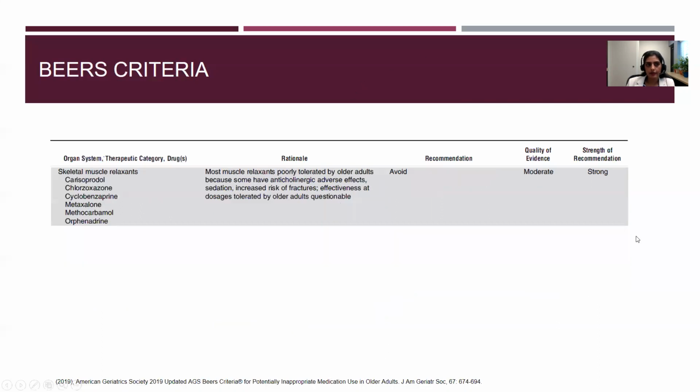And similarly, if you look at muscle relaxants, you will notice on the left, this has the list of most of the muscle relaxants that we prescribe. And if you notice, it is poorly tolerated by older adults because of the anticholinergic adverse effects, as we had discussed earlier. And the recommendation is to avoid muscle relaxants as much as possible for our older patient population.